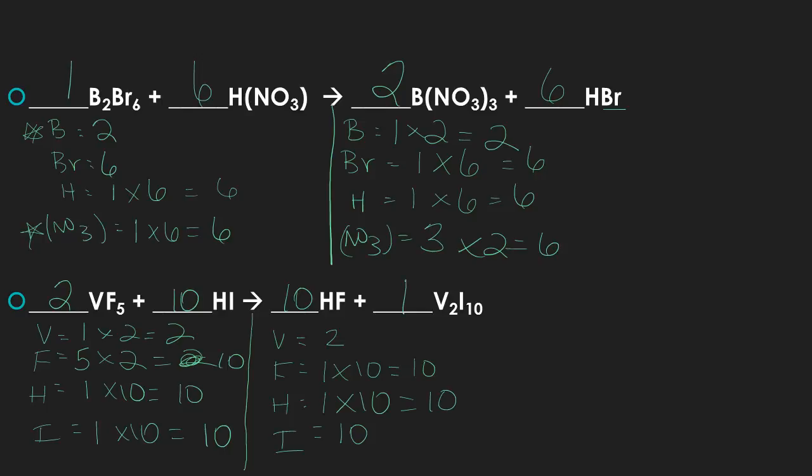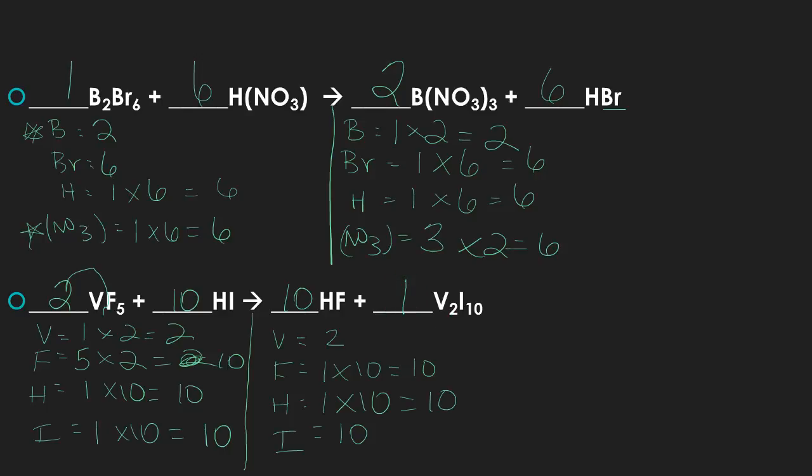Okay. Let me show you another quick way of double checking, and that's actually just going through and doing an atom count. So I'll do this atom by atom and show you. I'll start with V. For V, 2 times 1 is 2. Over here on the right side, 1 times 2 is 2, so my V's are balanced.